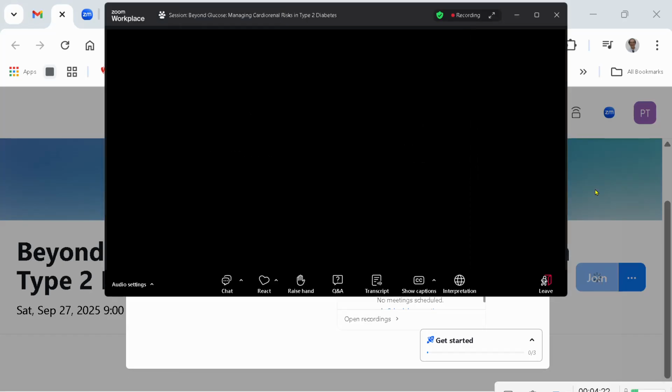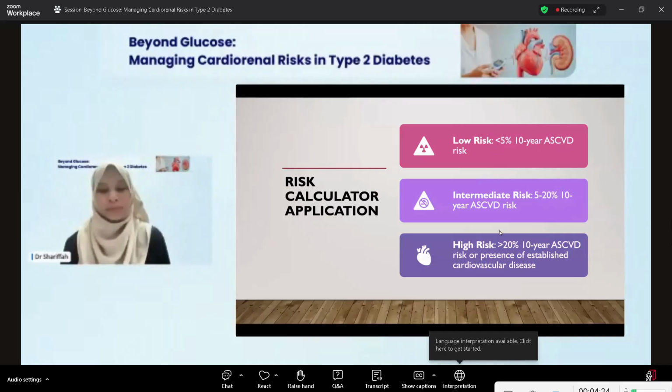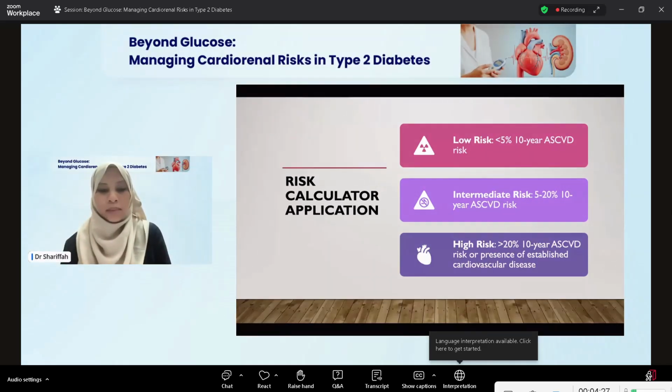Low risk is below 5% chance of getting any kind of adverse cardiovascular outcomes within the next 10 years. Intermediate risk will be between 5 to 20%, and high risk will be more than 20%, or they already have established cardiovascular disease. So in this case, ASCVD actually doesn't just refer to a heart attack or a stroke. It can even mean peripheral artery disease. It can even mean aortic atherosclerotic disease as well. So that's important to know. It's not just a heart attack or a stroke.